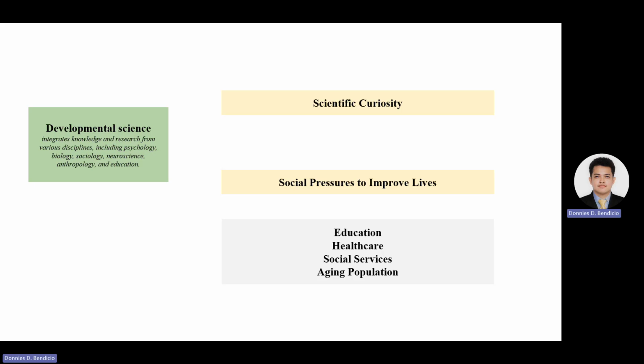For example, in education, understanding how children learn and develop helps educators design more effective teaching methods and curricula. In healthcare, research on developmental milestones and health outcomes informs healthcare practices for infants, children, and the elderly. And in terms of social services, knowledge of developmental processes aids in designing interventions and support systems for vulnerable populations, such as children in foster care or individuals with developmental disabilities.